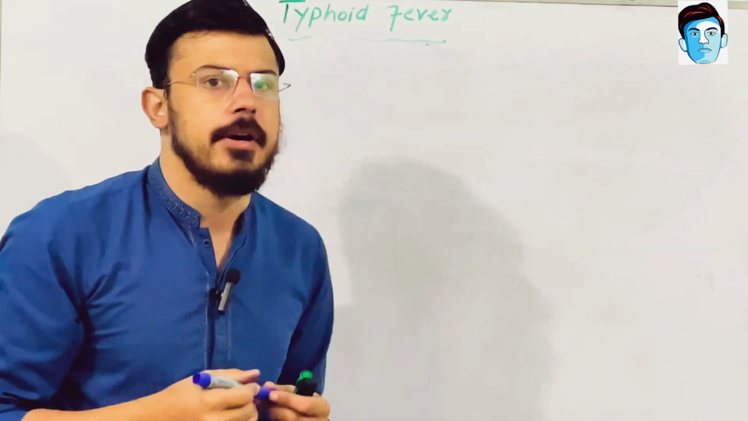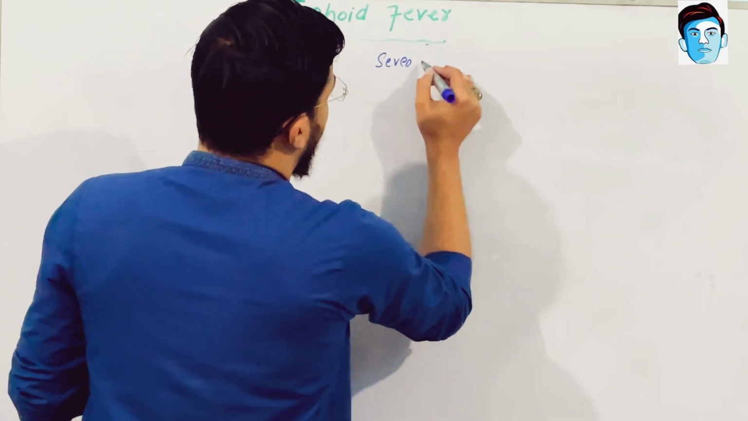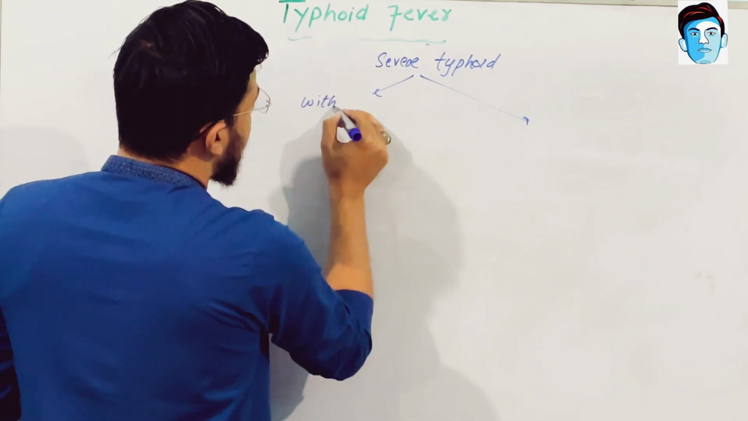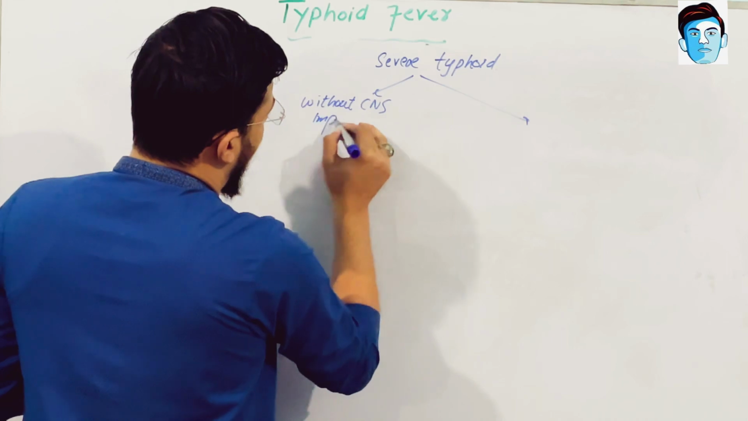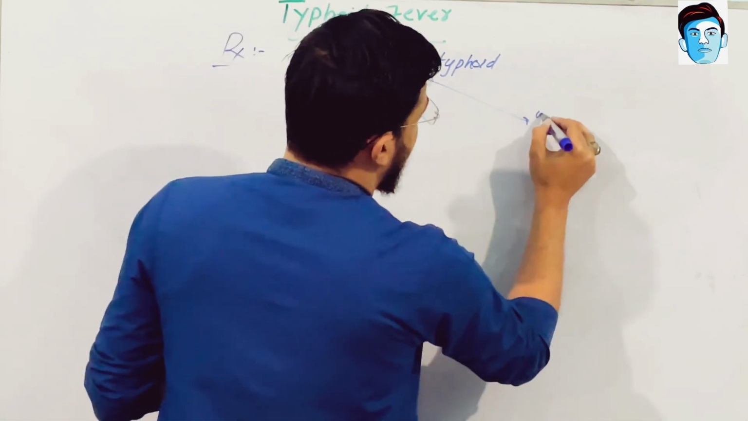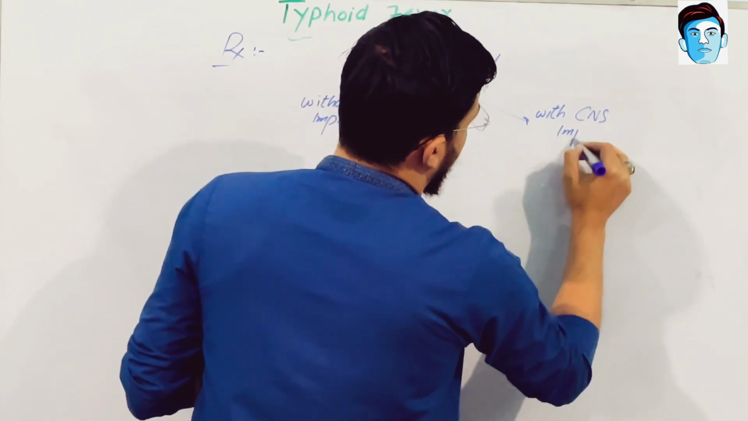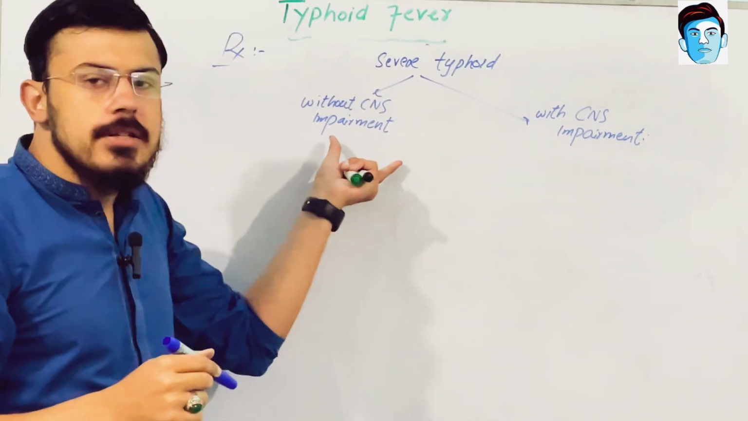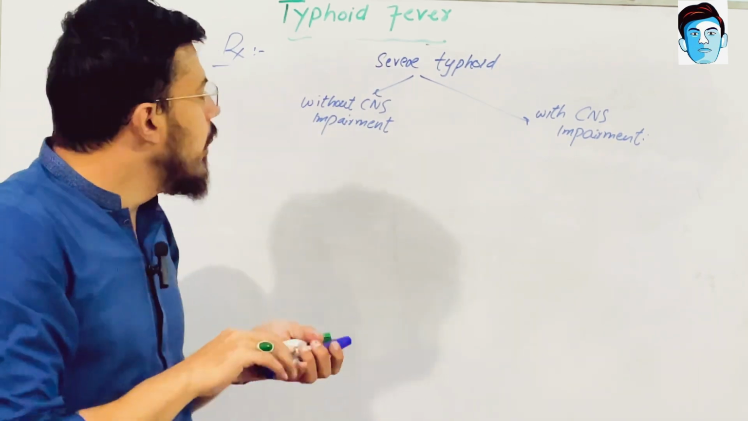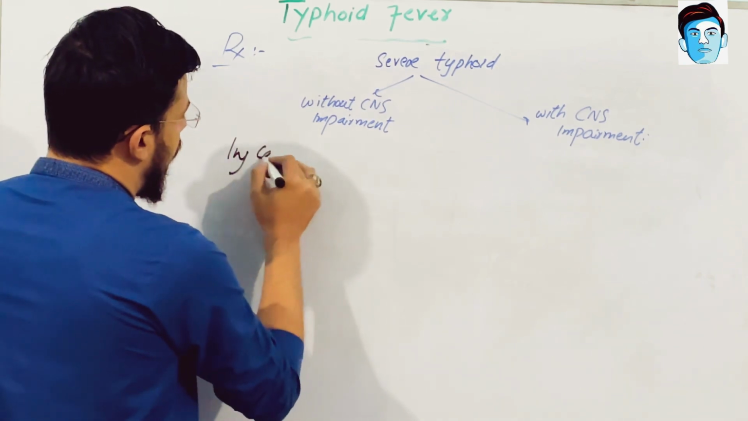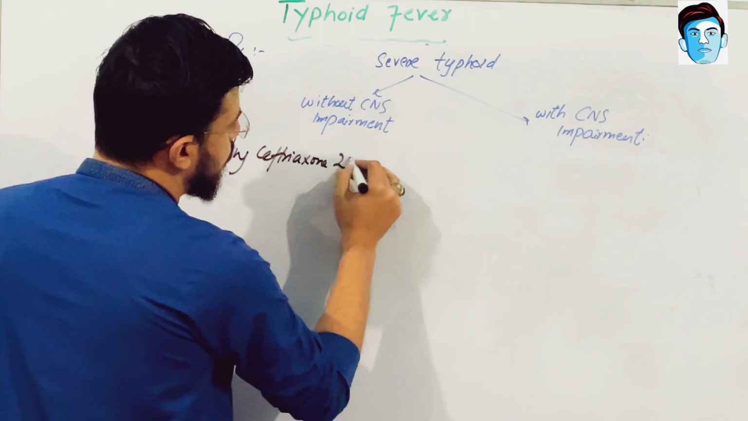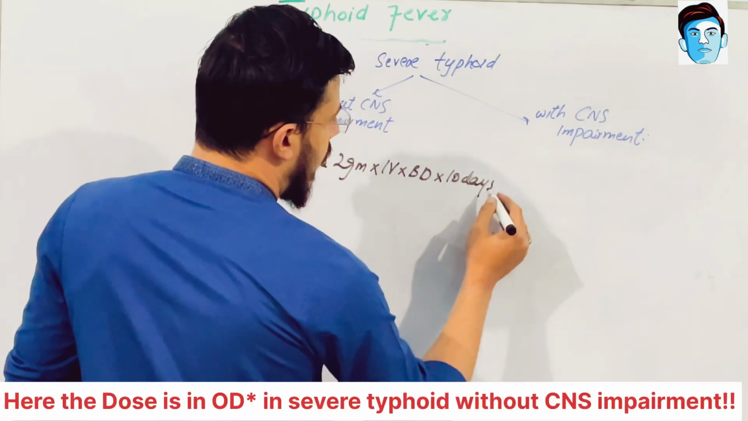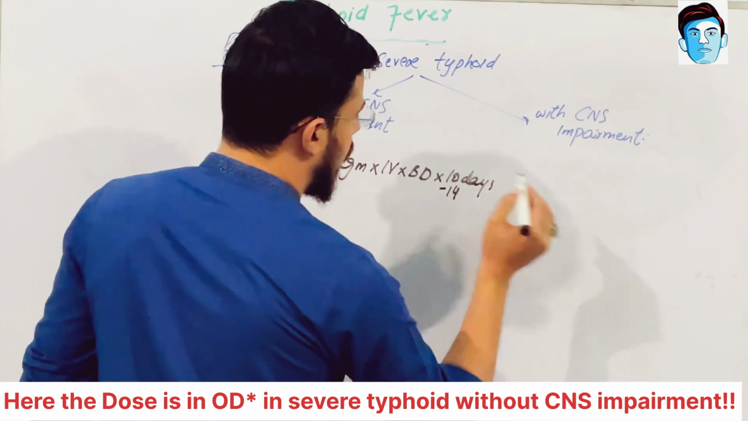The treatment option in severe typhoid. So in severe typhoid, there are two approaches: without CNS impairment and with CNS impairment. It means if there is severe typhoid and the patient is manifested without CNS impairment, in that condition we have to give injection ceftriaxone. Injection ceftriaxone 2 gram IV BD for 10 to 14 days, right?